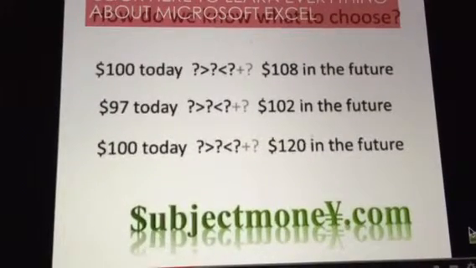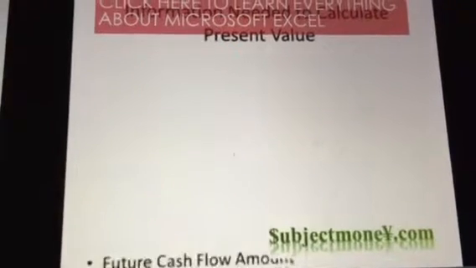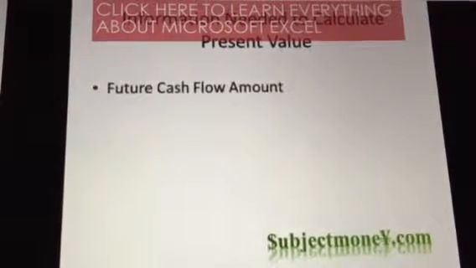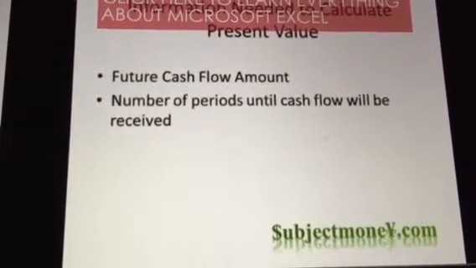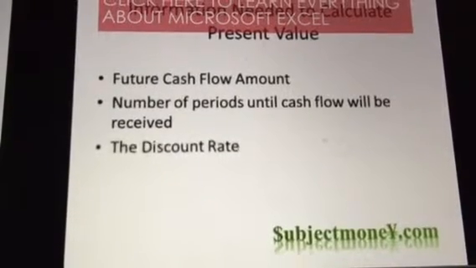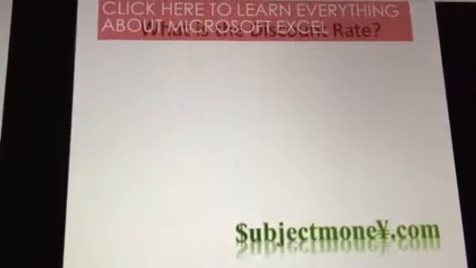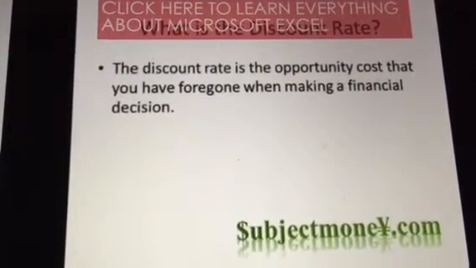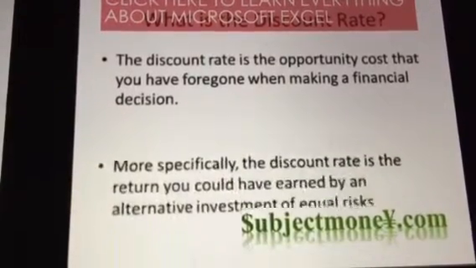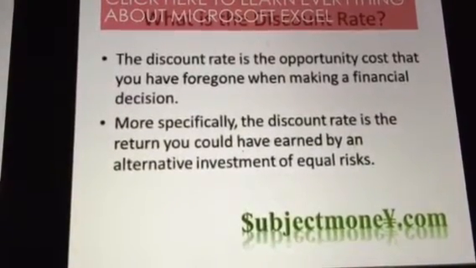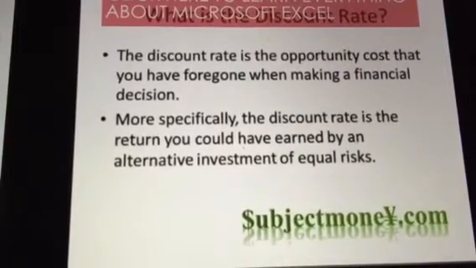To be able to answer these present value problems, you need 3 key pieces of information. You need to know the amount of the future cash flow being analyzed. You need to know when you will receive the cash flow to determine how many periods it will need to be discounted. And you need to know the discount rate. What is the discount rate? The discount rate is the opportunity cost that you have foregone when making a financial decision. More specifically, the discount rate is the rate of return you could have earned by an alternative investment of equal risk.